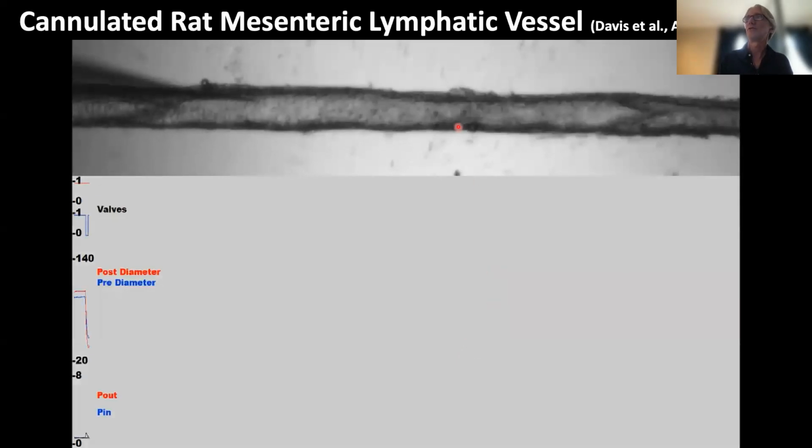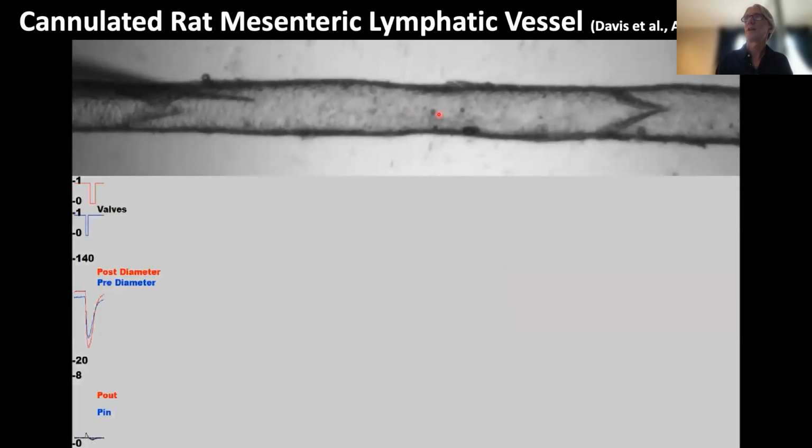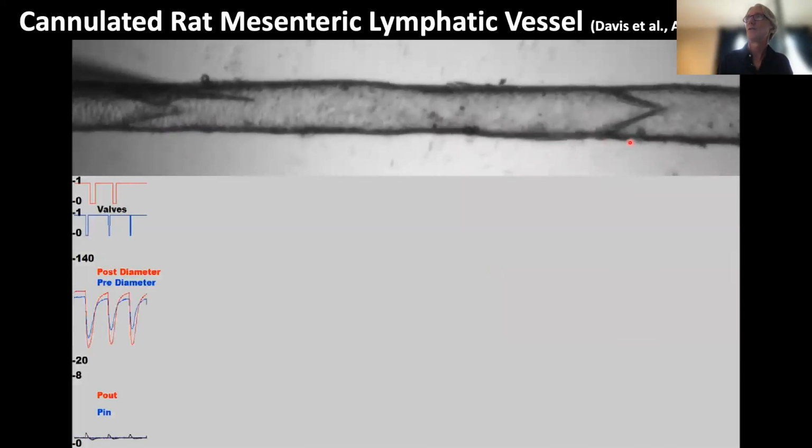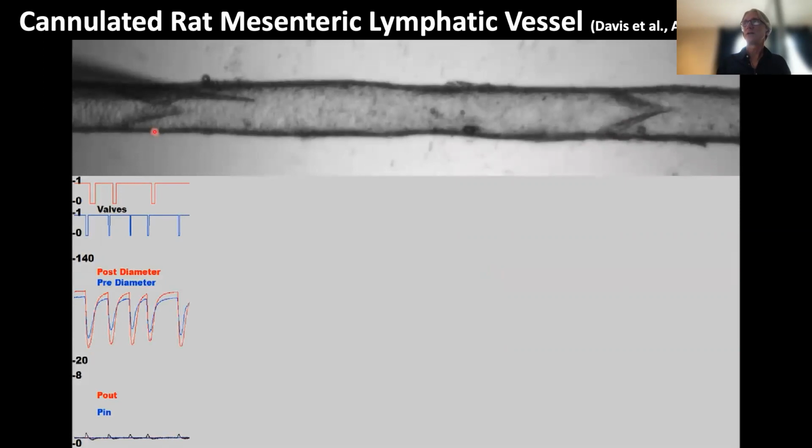I also showed this last time: this is a pumping lymphatic vessel that's been taken out of the body. I wanted to show you this because you can see the valves here. There's a valve there and a valve here, and you can see when the vessel squeezes, those valves open and close and keep the flow moving in the right direction.